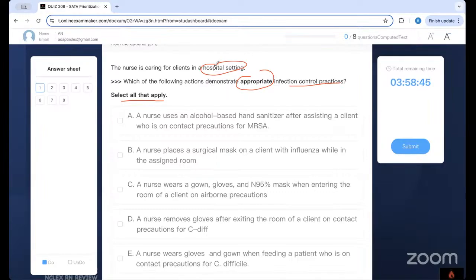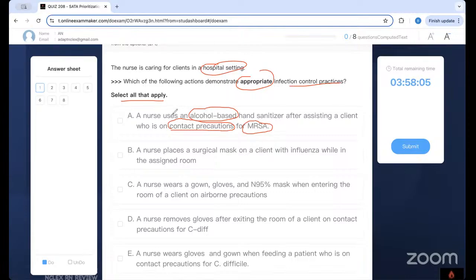What is the issue? First one, a nurse uses an alcohol-based hand sanitizer after assessing a client who is on contact precaution for MRSA. There's a buzzword there, MRSA, right? Contact precaution and an alcohol base. So if you have an MRSA patient who is on contact precaution, is it okay to use alcohol-based hand sanitizer after taking care of that patient? If you think that is appropriate, then you select it because that's what the question is asking you. Underline the buzzword, put it together, and figure out what is going on.